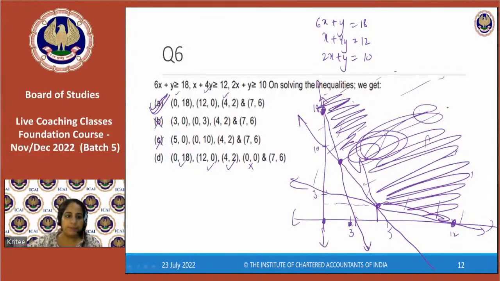Yes, Ananya, it is absolutely free. Parinita asks, if nothing is given, are we assuming that x and y are greater than or equal to 0? No, we are not assuming. But in this particular question, nowhere is any point given on the negative side. Hence, we are taking 18,0 and so on.